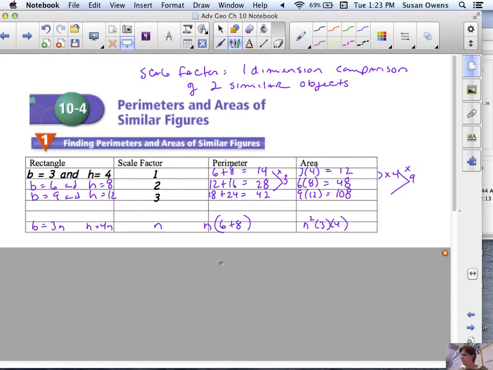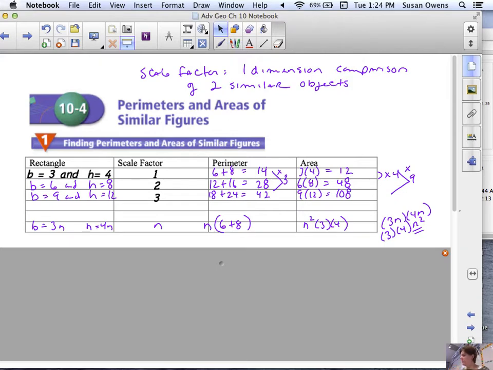And if you take a look at the formula, you can see where that comes from. We get the 3 times the n, and the 4 times the n. The 3 and the 4 multiply, and that was my original area. But then we also get the n's multiplied together, and that gives me the n squared. And when we do volume, you're going to see that something similar happens, except it's not the scale factor squared, it's actually going to be the scale factor cubed.